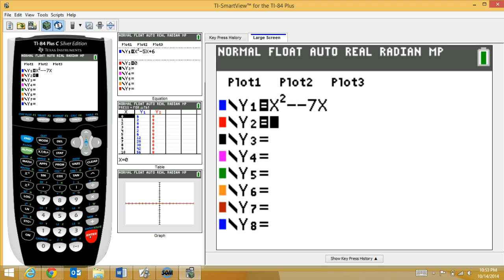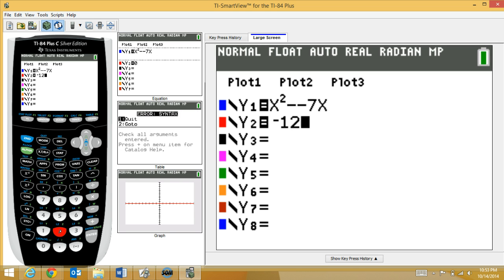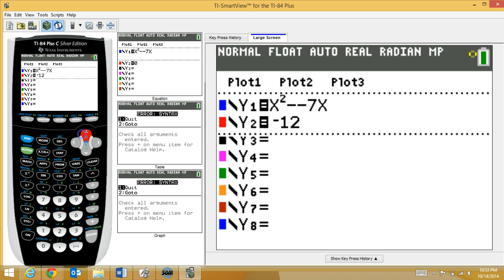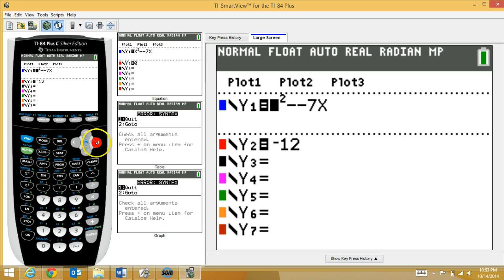And then in our second one we're going to put -12. Now, what we're going to have to do here is, the calculator's not going to like that double subtraction. I don't know, so I'm just going to delete one of those. I was only supposed to delete one of those.